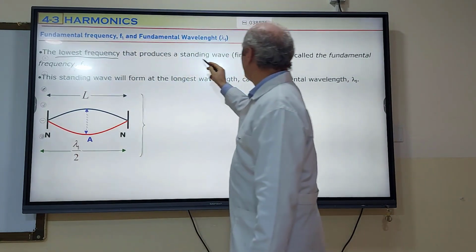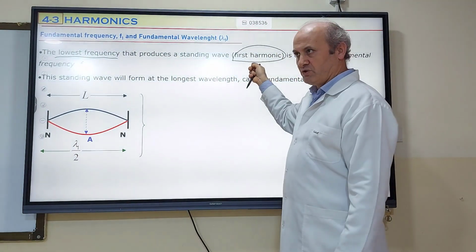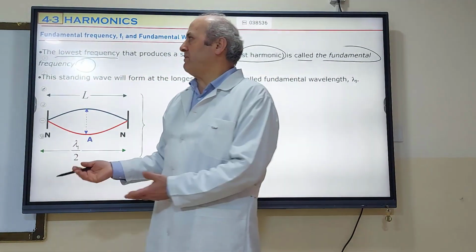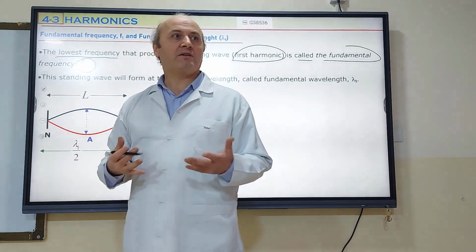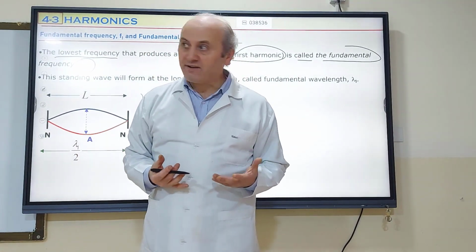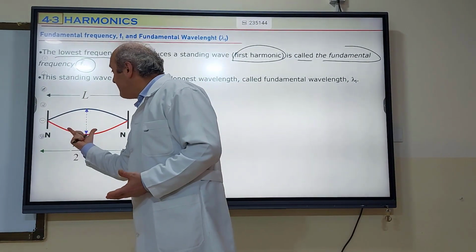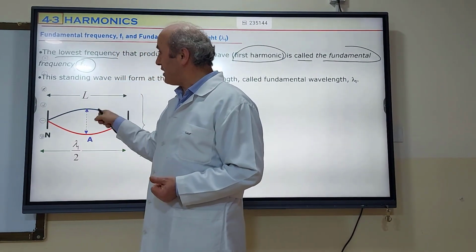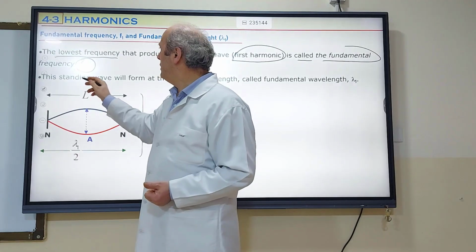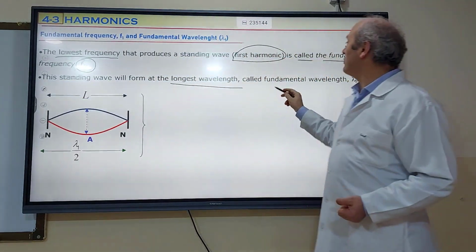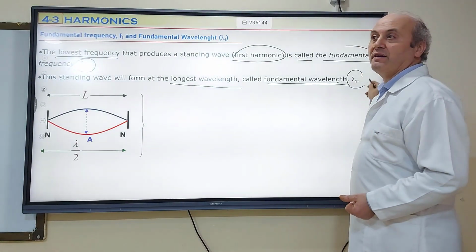that produces a standing wave. Of course, which one? First harmonic. It's called the fundamental frequency, and we represent it by f1. Remember, standing waves form not at every frequency, but at some certain frequencies, and also at some certain wavelengths. And the wavelength of this wave, which produces the first harmonic and a single loop, this standing wave will form at the longest wavelength, called the fundamental wavelength.